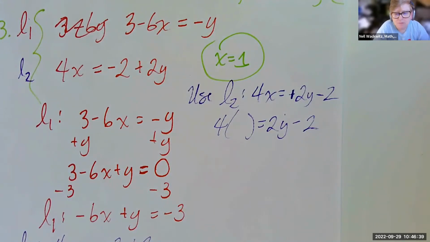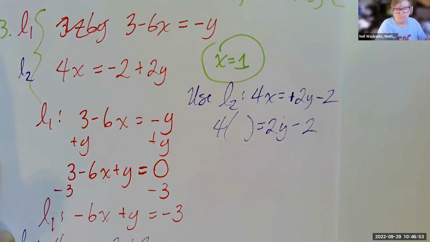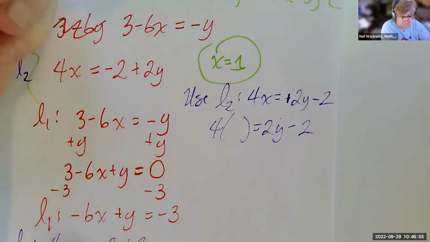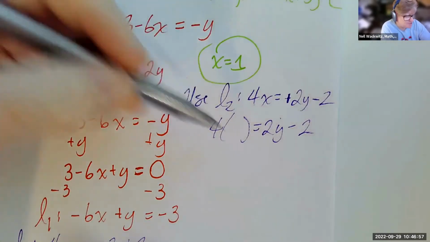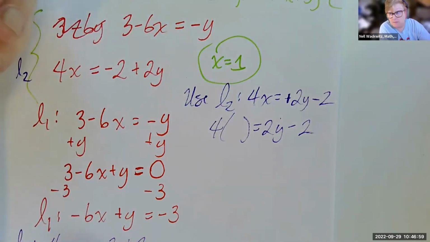Does that help, Amber? Well, I was just wondering why we can't keep it like -2 plus 2y. Oh, we could have. I accidentally wrote it backward. Okay. Yeah, we definitely could. That'd be better.